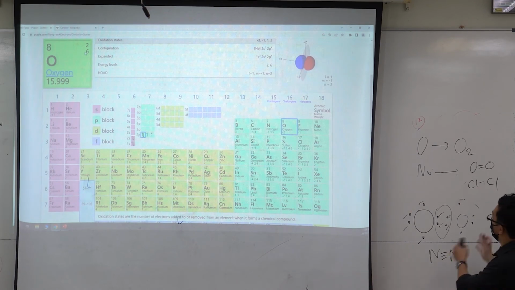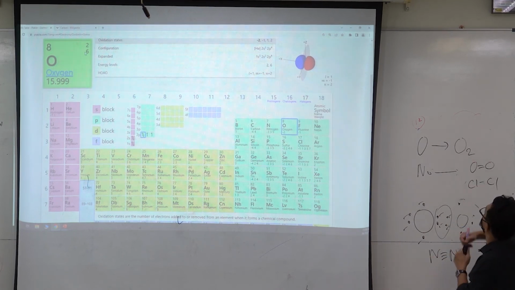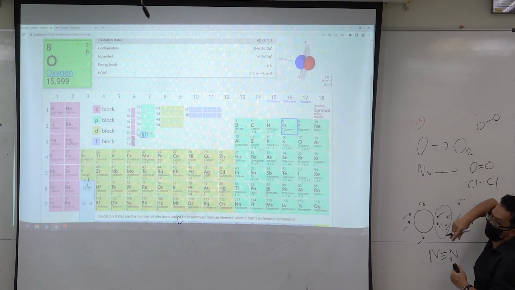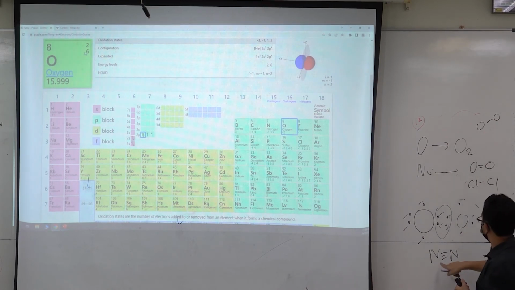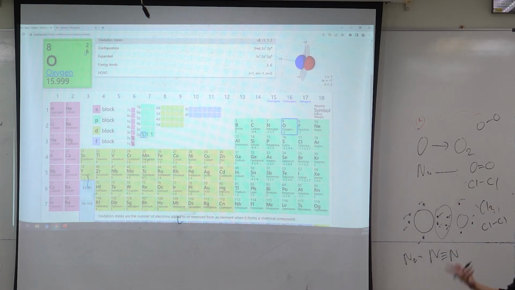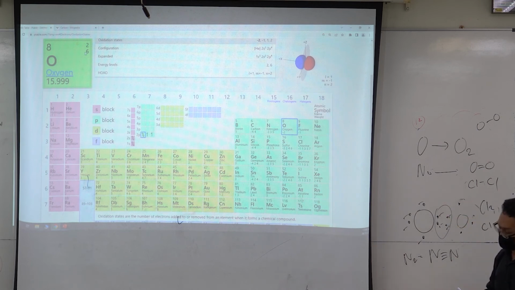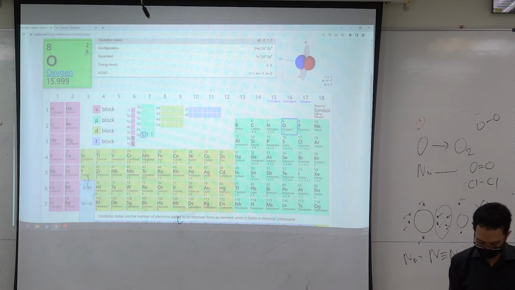The reason is how they share. They need to make sure it's 8. So when you see O2, it's not a single bond, it's a double bond. When you see N2, nitrogen gas, it is a triple bond. When you see chlorine Cl2, it is a single bond. So how you know single, double or triple is basically by fulfilling the octet. That is the covalent bond that we will discuss later.